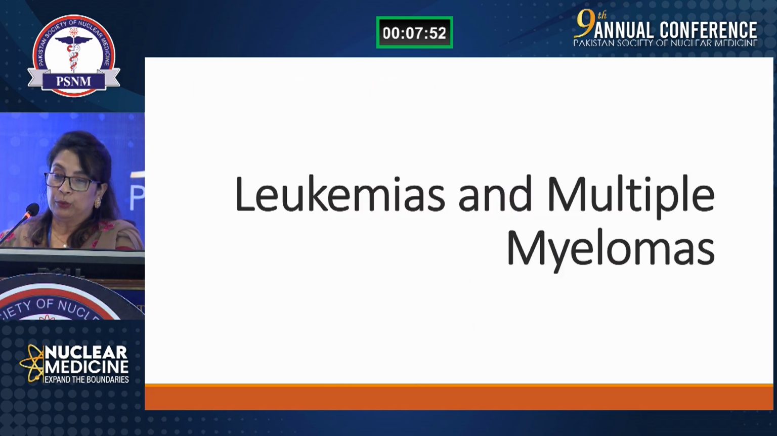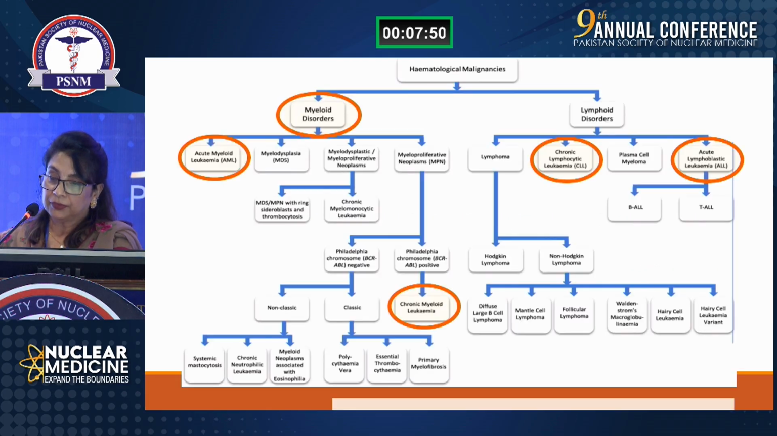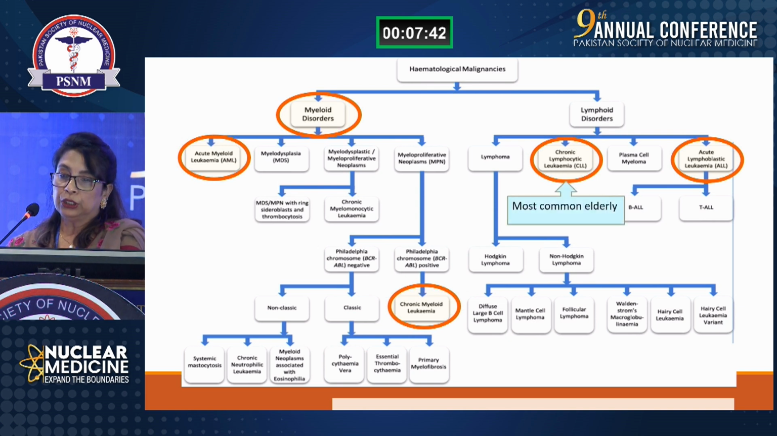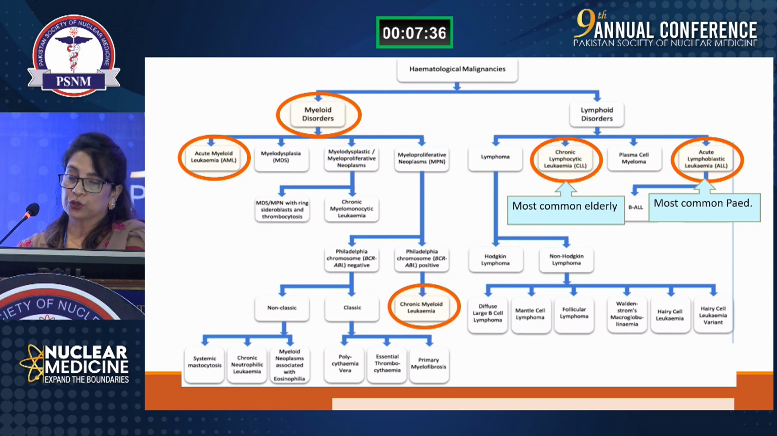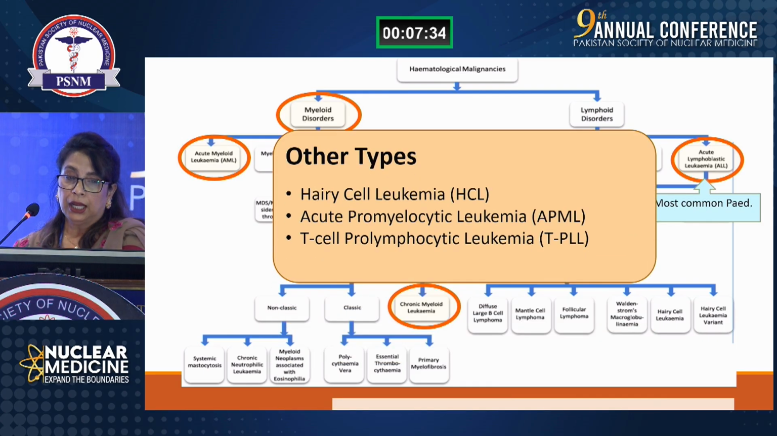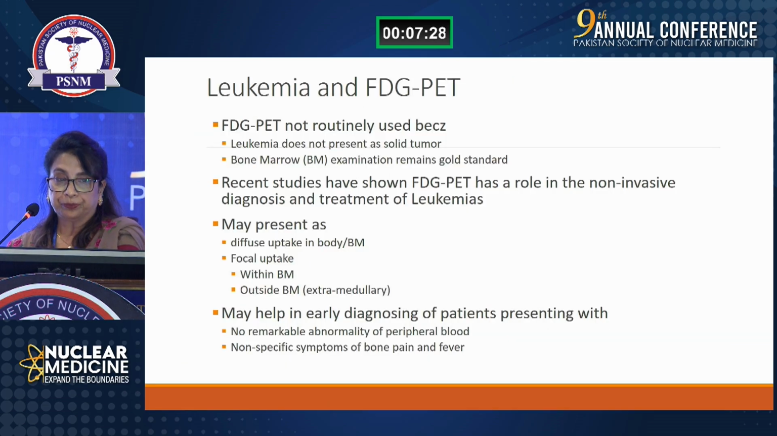So leukemias and multiple myelomas. Firstly, leukemias, we saw here the myeloid disorders, which were the acute and the chronic leukemic diseases. The chronic lymphocytic leukemia is most common in the elderly, whereas the acute lymphoblastic leukemia is most common in the pediatric population. And then in addition to this, there are some other cell types which are also studied.